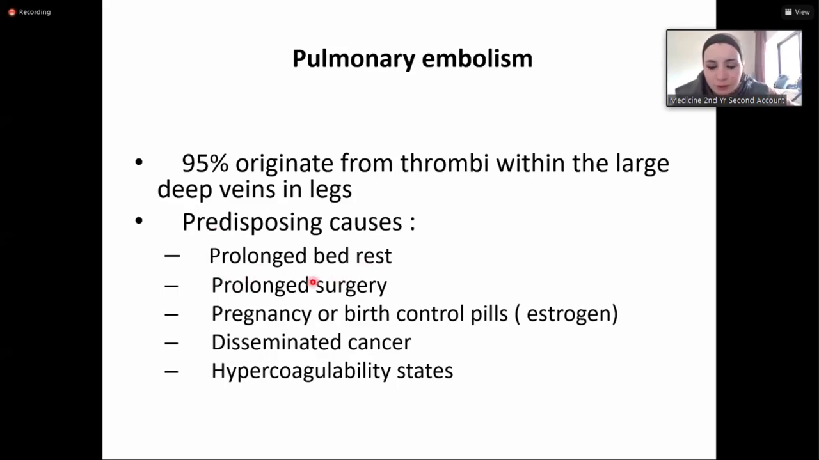Prolonged bed rest, prolonged surgery, pregnancy or birth control pills, اللي هم لأنهم بعملوا hypercoagulability status. Disseminated cancer, with release of some of the clotting hypercoagulable factors. Hypercoagulability states, other inherited causes of hypercoagulability اللي حكينا عنهم إذا بتذكروا البروتين C والبروتين S deficiency والانتوثرومبين 3 deficiency and so on.